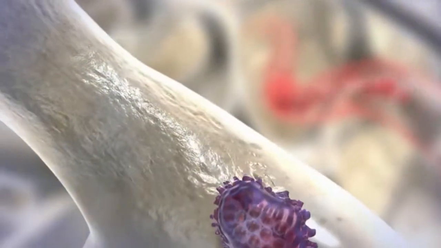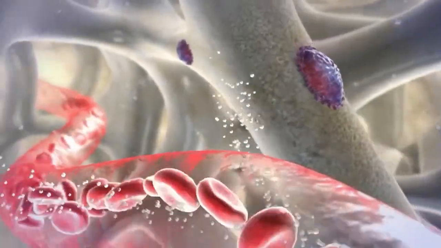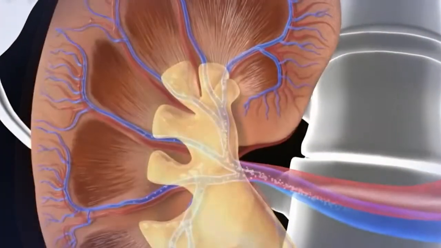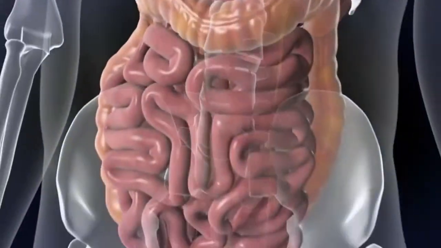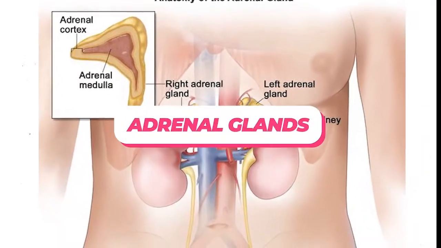PTH works in opposition to calcitonin, stimulating the release of calcium from bone tissue and the absorption of calcium in the kidneys and intestines.